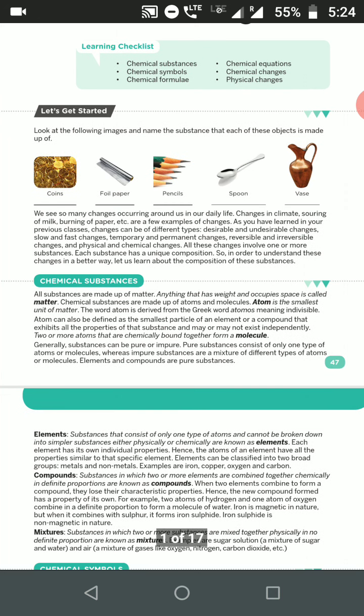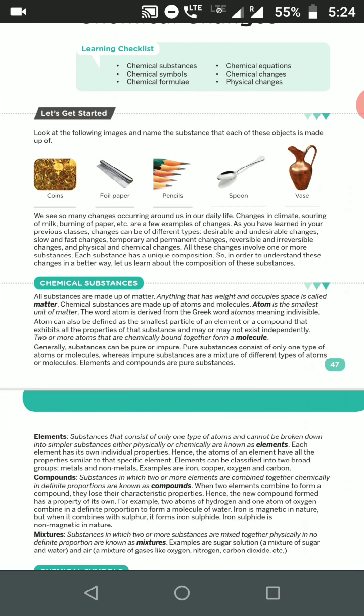The chemical substances are made up of atoms and molecules. If we are saying that a pencil is matter, and the air you are breathing is matter, then they are made up of something. They are made up of atoms and molecules. So atom is the smallest unit of matter. It has been derived from the Greek word atomos, meaning indivisible, which cannot be divided.